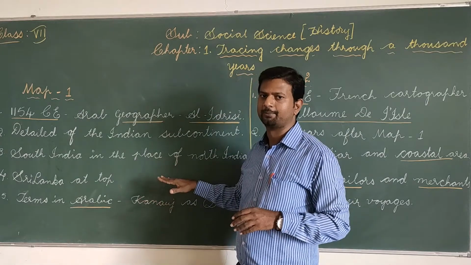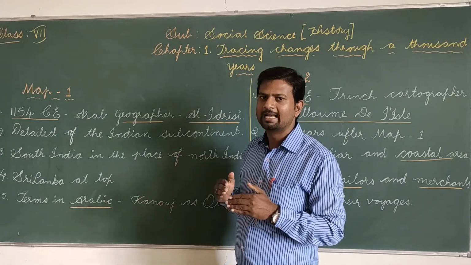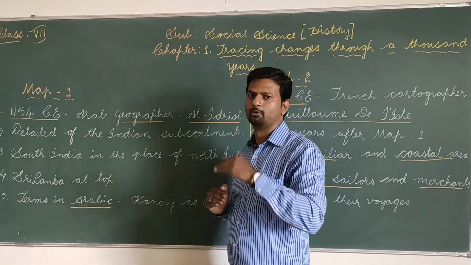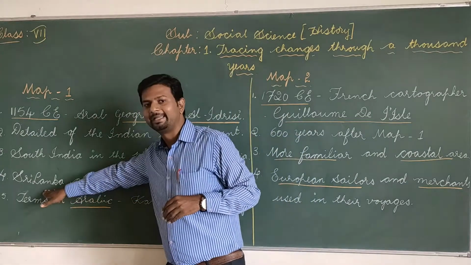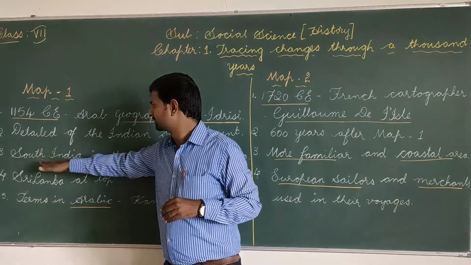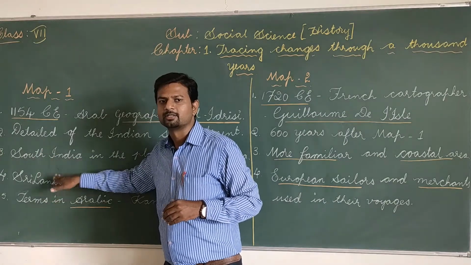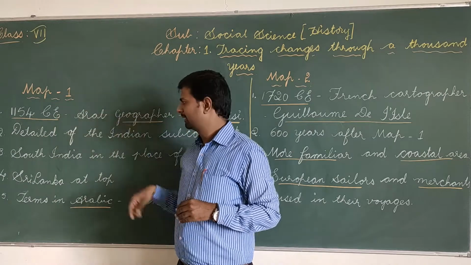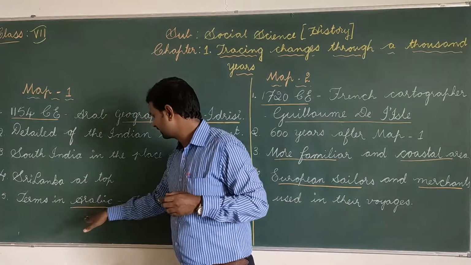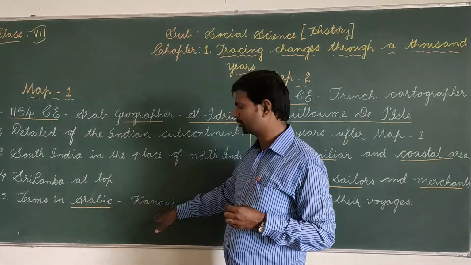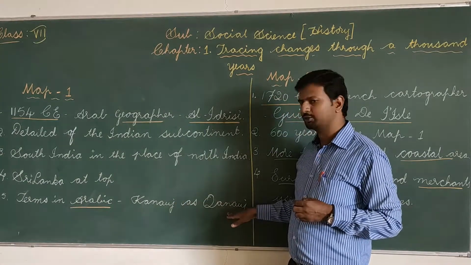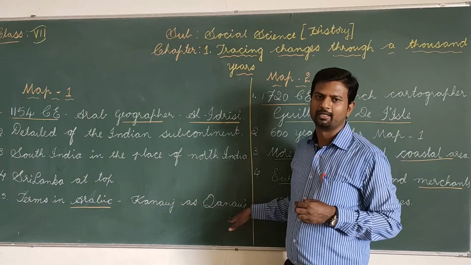of the map. Presently we know that South India is at the bottom and North India at the top. Also, the nearby island Sri Lanka, as it is near South India, was also at the top of the map. He used terms and names in Arabic. You know Kannauj, a historical place; he used it in this Arabic format.